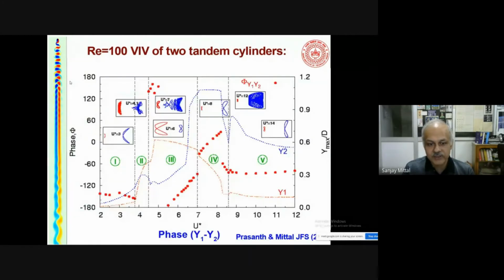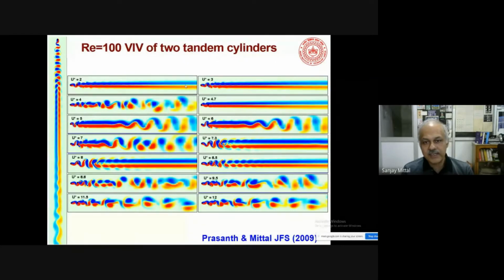Maybe I should go back to this picture. So at U star 2, you will see the amplitude of vibration is extremely small. So if you have to read the amplitude, kindly refer to the axis on the right. That's Ymax. And you can see that it's very, very close to 0. Okay, so that's what the stationary flow would look like.